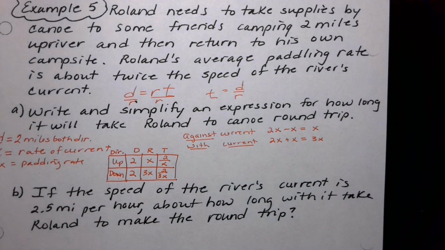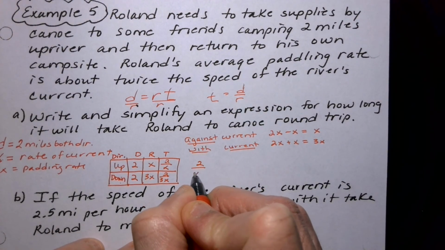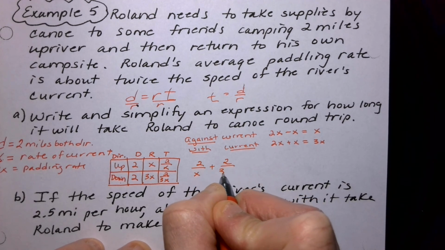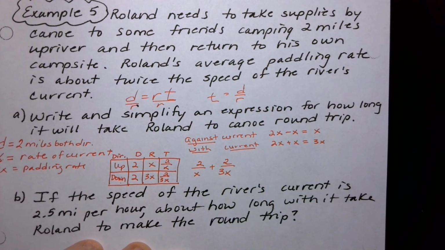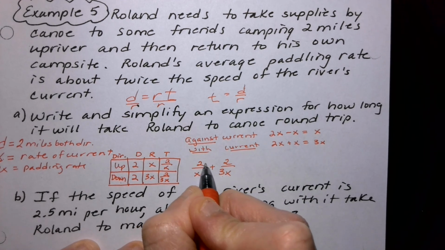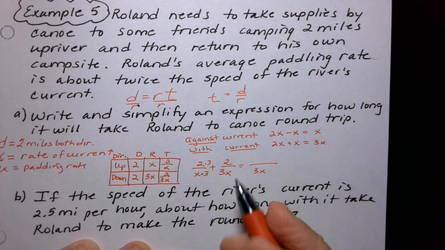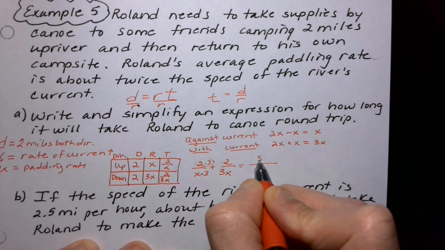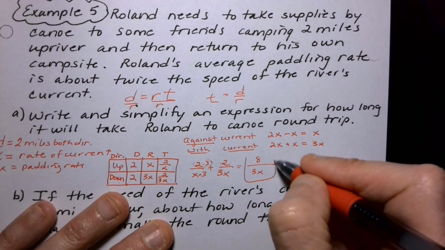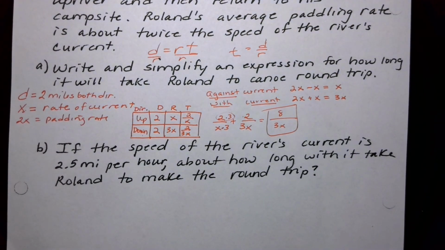So let's see. How long will it take? Well, we got to add our times together to get how long it's going to take. So 2 over x plus 2 over 3x. And now you've learned how to work with different denominators. You need to get a common denominator. So I'm going to have to multiply this by 3 and this by 3 so that I can get 3x on the bottom. And then I'm going to have 6 plus 2 is 8. There you go.